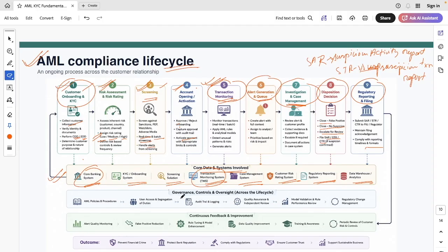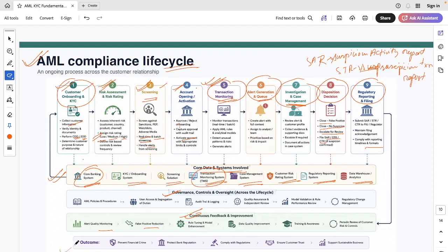The next layer is your governance and controls. So AML compliance is not only about systems. The bank also needs policies, procedures, access controls, segregation of duties, audit logs, quality assurance, and so on. The bank must prove that the AML process is controlled, reviewed, and auditable. Then comes continuous feedback and improvement. The AML lifecycle does not end after reporting. The bank needs to continuously improve their AML program. They monitor the alert quality. They need to reduce false positives. Then they need to update the rules, improve data quality, train the analysts, and review customer risk and controls periodically. So AML is a continuous improvement cycle.